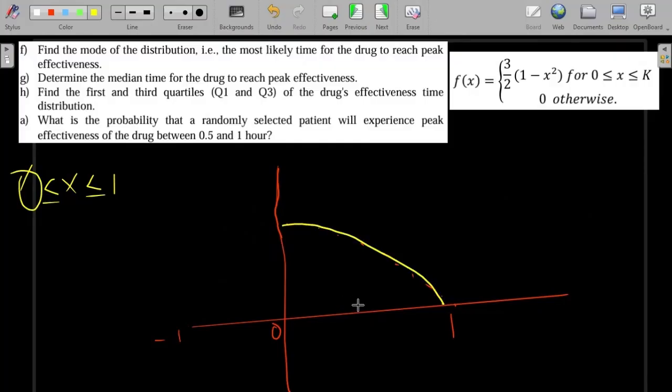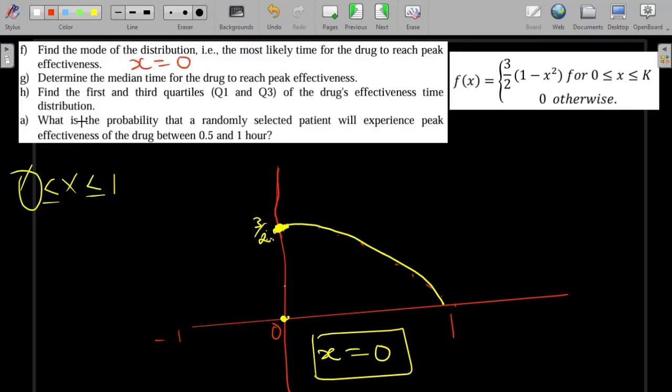So what is the highest probability on this curve here? The highest probability is at 3 over 2, which we said was our y-intercept or the y-coordinate of our turning point. So what value of x gives us this highest value? The value of x here will just be x equals 0. It's the one that gave us 3 over 2. So the mode of this distribution is just x equals 0. That's the mode.